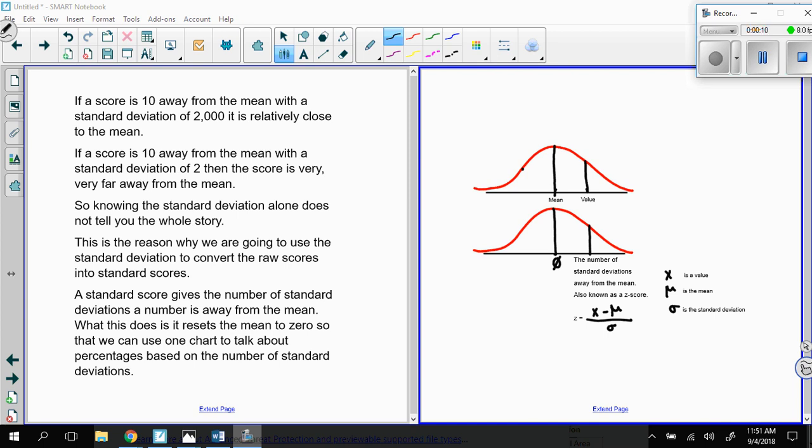So, jumping right in, we've been talking about mean, standard deviation, and variance, and what that means. Here are two situations. One is if a score was 10 away from the mean and the standard deviation was 2,000, it's relatively close to the mean. But if a score is 10 away from the mean with a standard deviation of 2, then it's very, very far away.